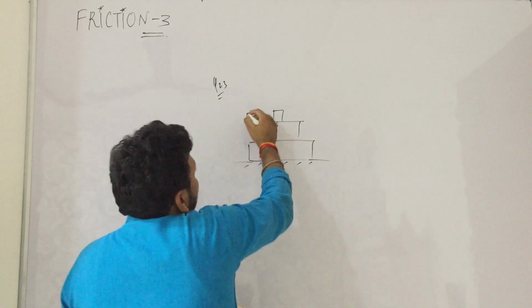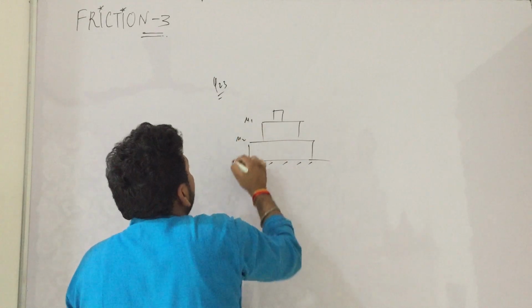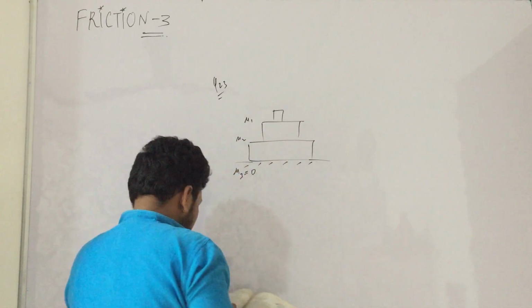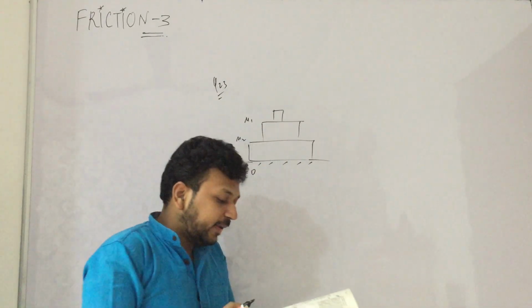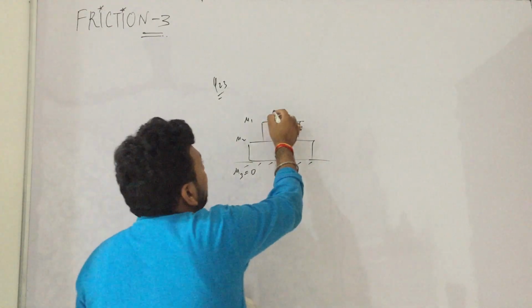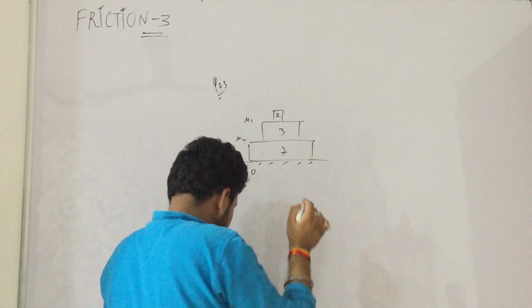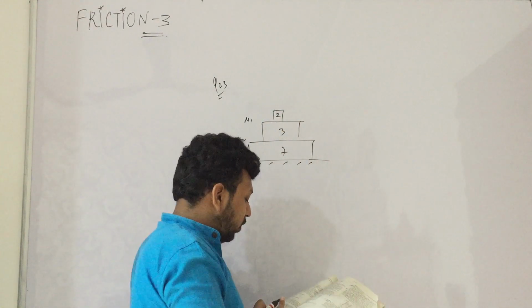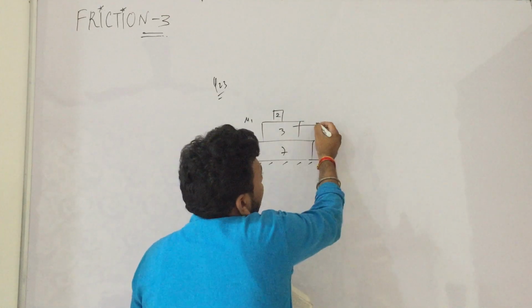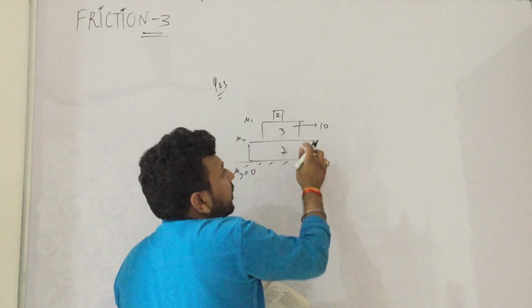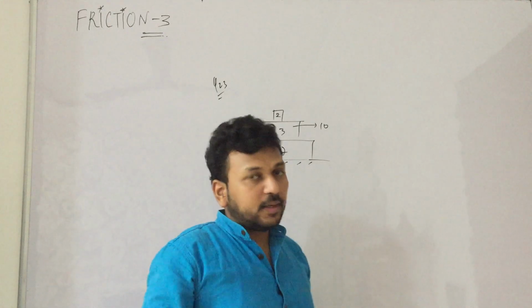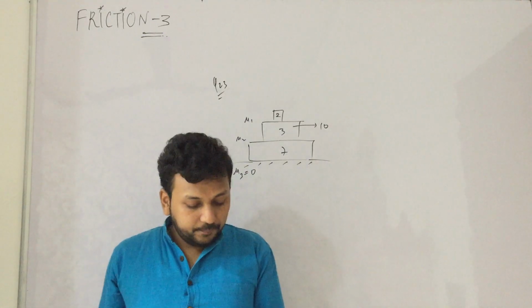And friction coefficient is given between them. mu3 is 0. The ground is smooth. We have to find the acceleration of the three blocks, 2 kg, 3 kg and 7 kg, when a horizontal force of 10 Newton is applied here, or there, or there. There are 3 cases. You can read the question.